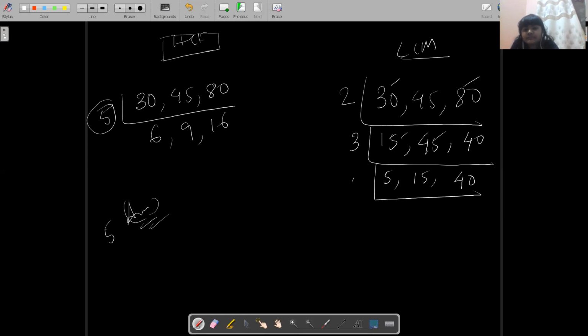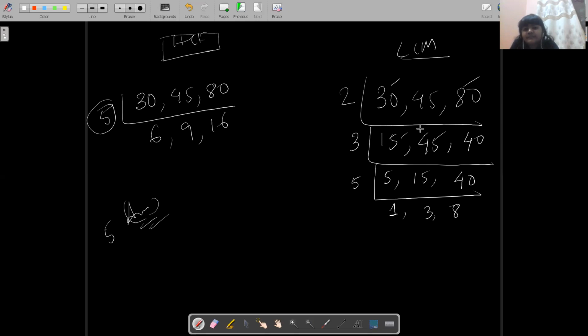Now 5 is the common factor of all the numbers. So I'll take 5, I'll take 3, I'll take 8. Now nothing is divisible. I can't divide. No two numbers have a common factor anymore. 2 is the common factor of 8, but 2 is not a common factor of 3 or 1. If I also take it, it will be lengthy actually. I can multiply it, but it will be lengthy. So it will stop over here.